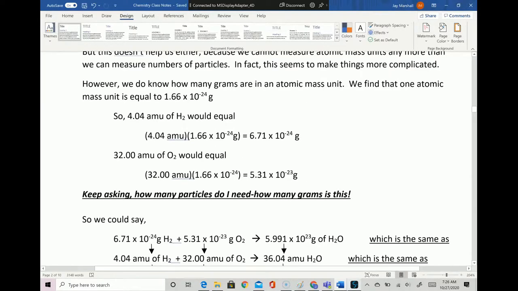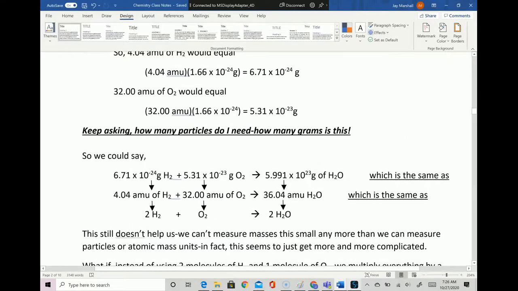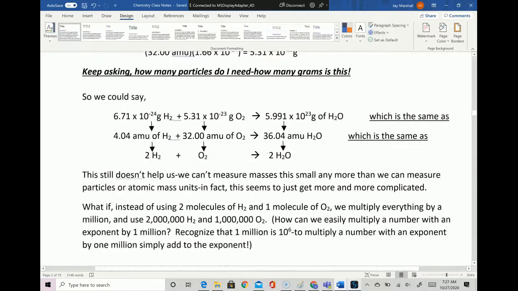So we could say, and again, keep asking, how many particles do I need? How many grams is this? Now I figured out how many grams this is. Two particles of hydrogen and one particle of oxygen gives me two particles of water. And that's the same thing as saying this many grams of hydrogen and this many grams of oxygen and this many grams of water. But this still doesn't help us. We can't measure 10 to the negative 24th grams any more than we can measure particles.